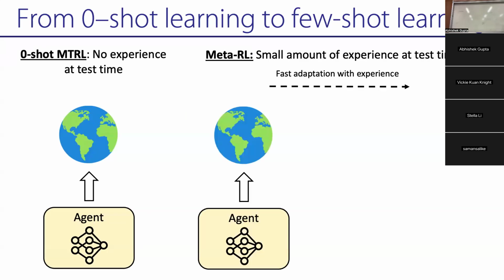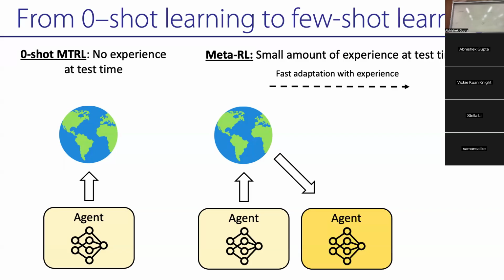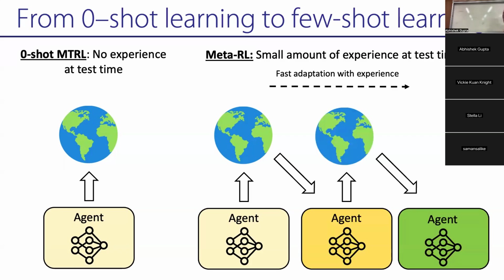So you're going to have an agent which is deployed in the world, gets some experience, it changes, gets some experience, it changes, and so on. The goal of meta RL is to learn as quickly as possible. Rather than multitask RL, which tries to maximize zero-shot performance, the goal of meta RL is to learn as quickly as possible, so maximize the area under the curve. If I'm in a new task, I really want to learn as quickly as possible.